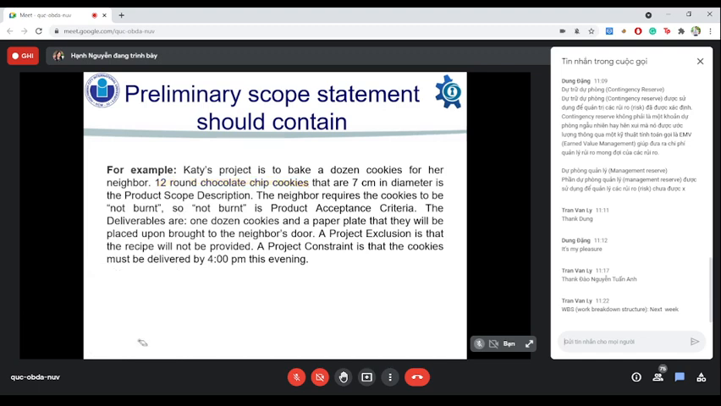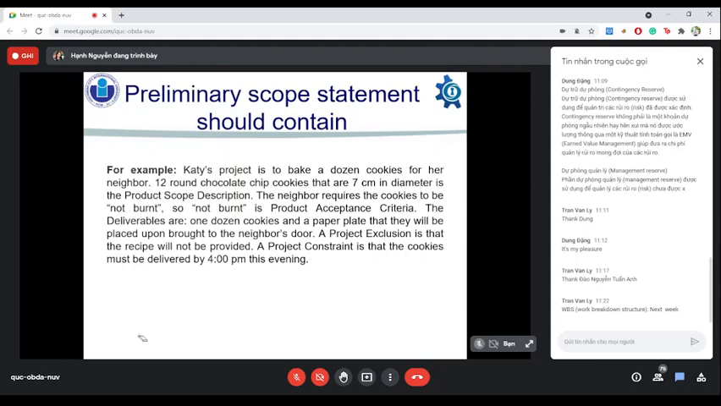And her product acceptance criteria is for the cookies to be unburned, to not be burned, of good quality, okay? And the deliverables of her project is 1 dozen cookies and a paper plate that she will place the cookies upon to bring to her neighbor's door. That is what needs to be delivered in her project. And the project exclusion of Katie is her recipe will not be provided to her neighbor. Okay, that is her secret. That is what she makes money off. She cannot give it to anyone.